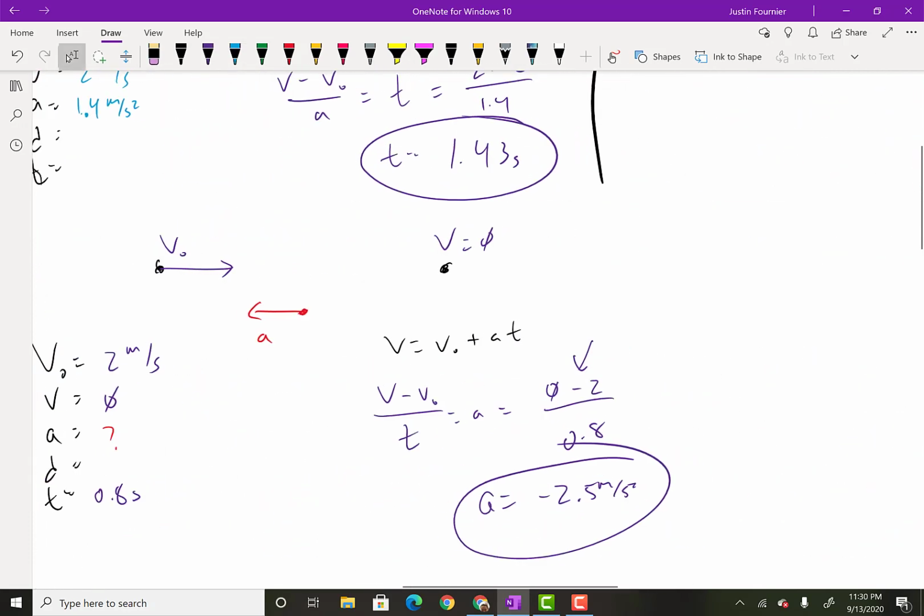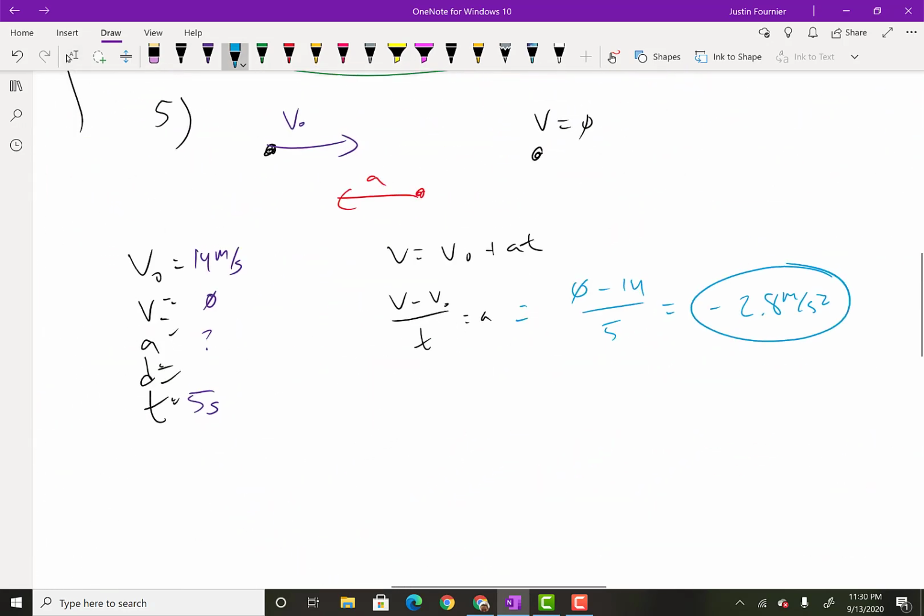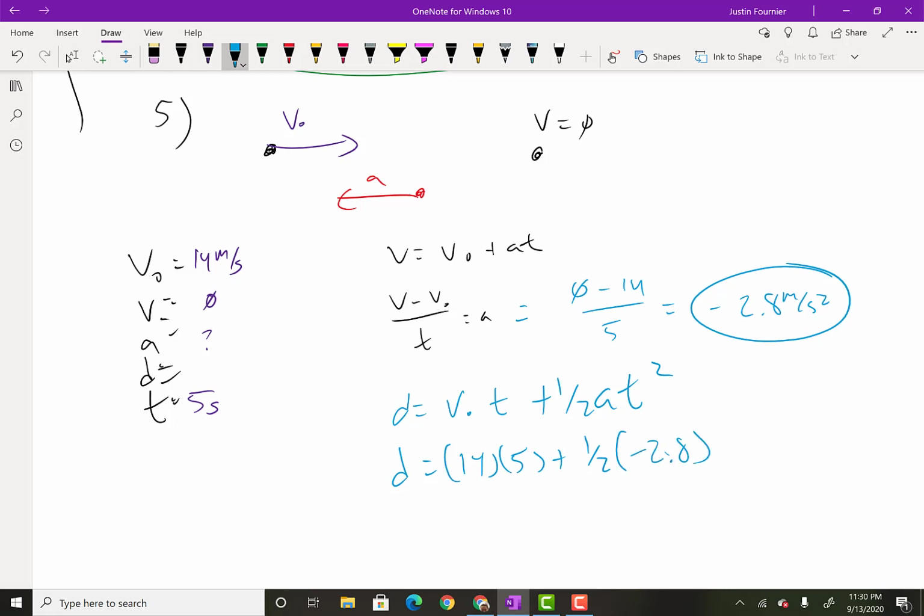Getting kind of repetitive now. So let's see, I'm going to use displacement equals the initial velocity times the time plus 1/2 at squared. Displacement is the initial velocity, which is 14, multiplied by time, which is 5, plus 1/2 times the acceleration, which I just found is negative 2.8, so careful, careful, careful. I'm going to plug all this in.